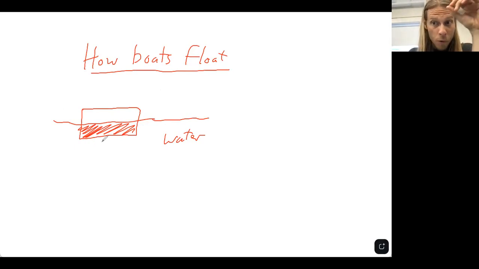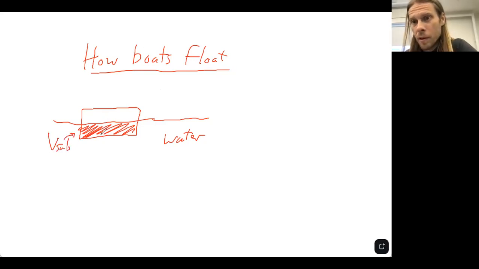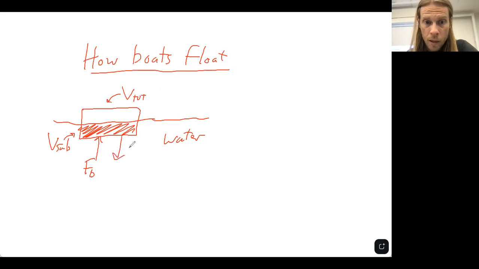There are two forces acting on this boat. This is just a crate, a box, but let's call it a boat. There is a submerged volume, which is different from the total volume. The submerged volume causes a buoyancy force, and the total volume and the mass causes gravity.